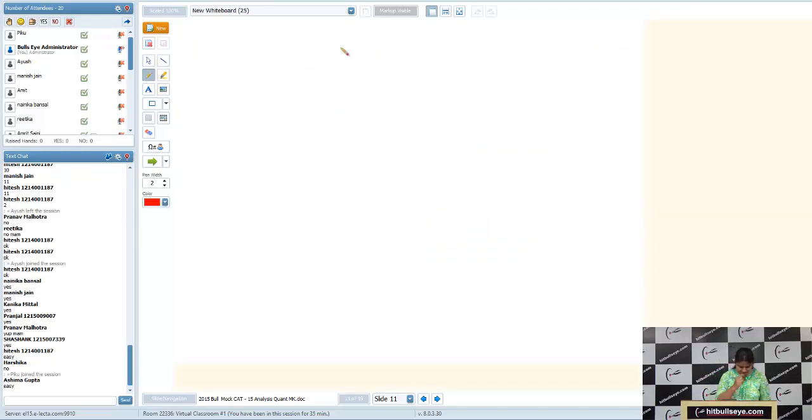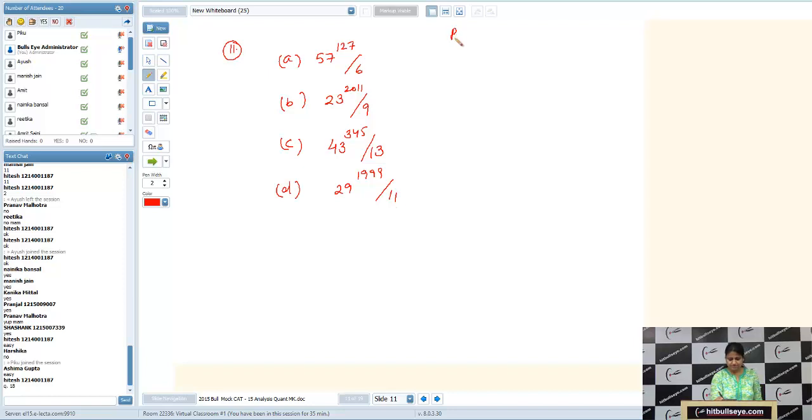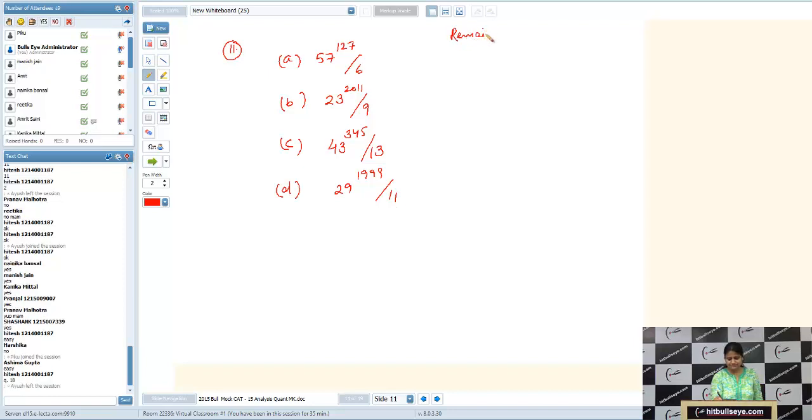Okay, 11th. It was a remainder question. Which of the following will yield a remainder of 12? The first option was 57 raised to power 127 divided by 6, 23 raised to power 2011 by 9, 43 raised to power 345 by 13. I'll come to that, Hitesh. D is 29 raised to power 1999 divided by 11. I think you have a problem with this.